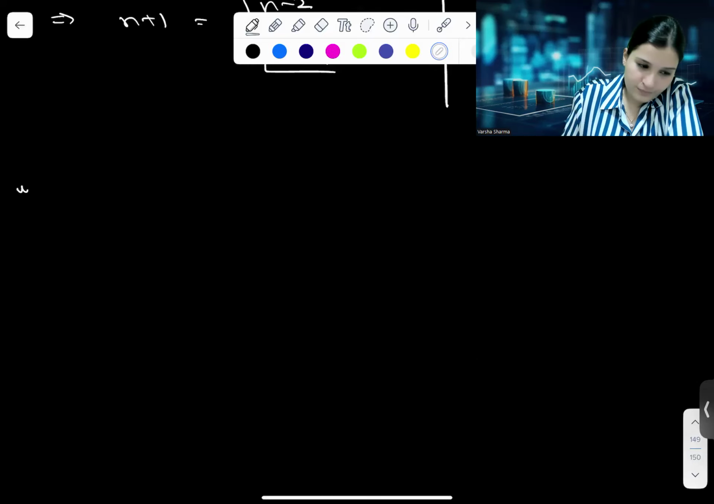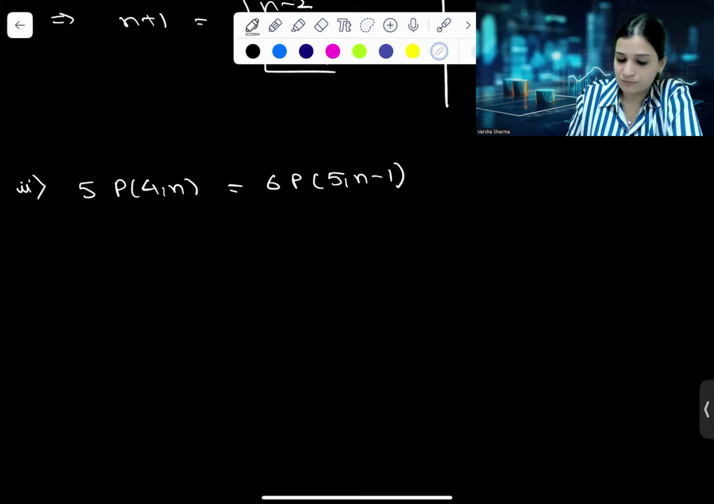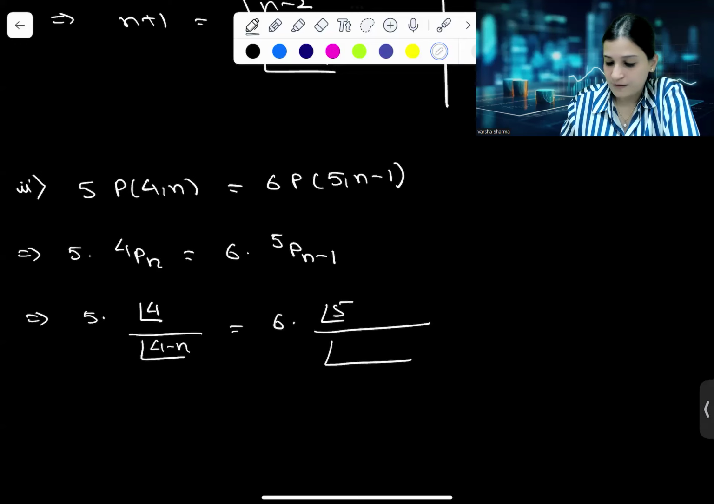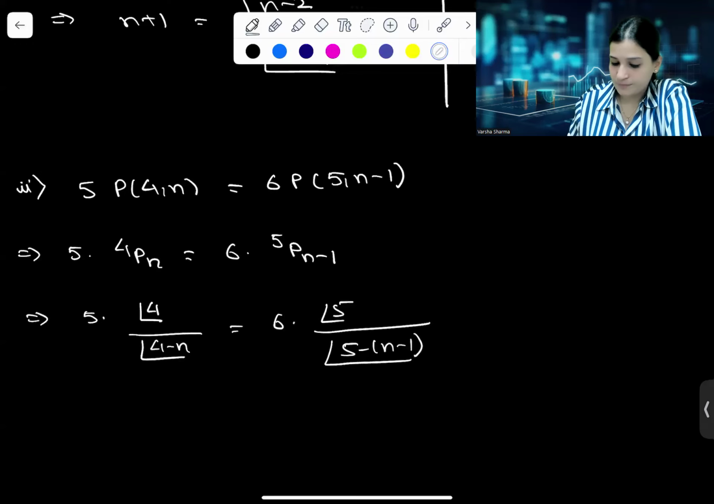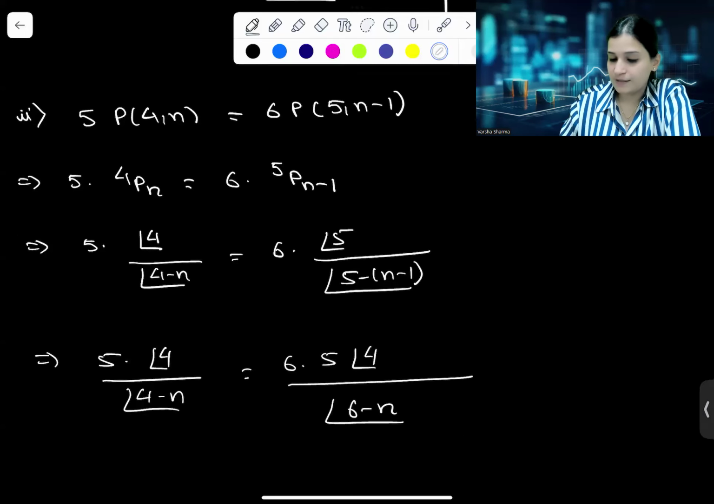Number 2. 5 times P(4, n) equals 6 times P(5, n minus 1). So 5 times 4!/(4 minus n)! equals 6 times 5!/(5 minus n minus 1)!. 5 into factorial 4 over factorial 4 minus n equals 6. Factorial 5 can be written as 5 into factorial 4. This is 6 minus n.